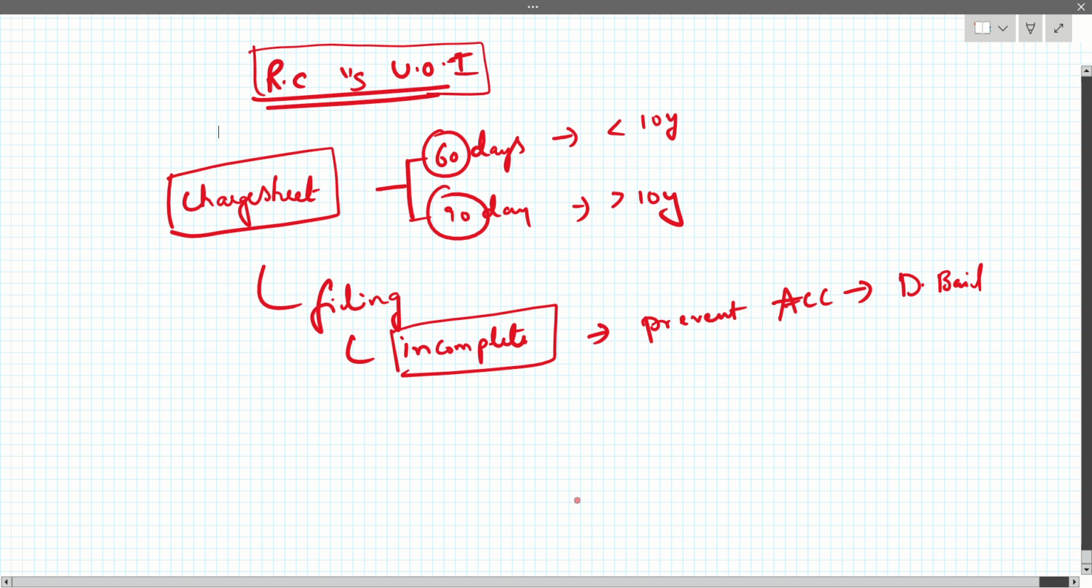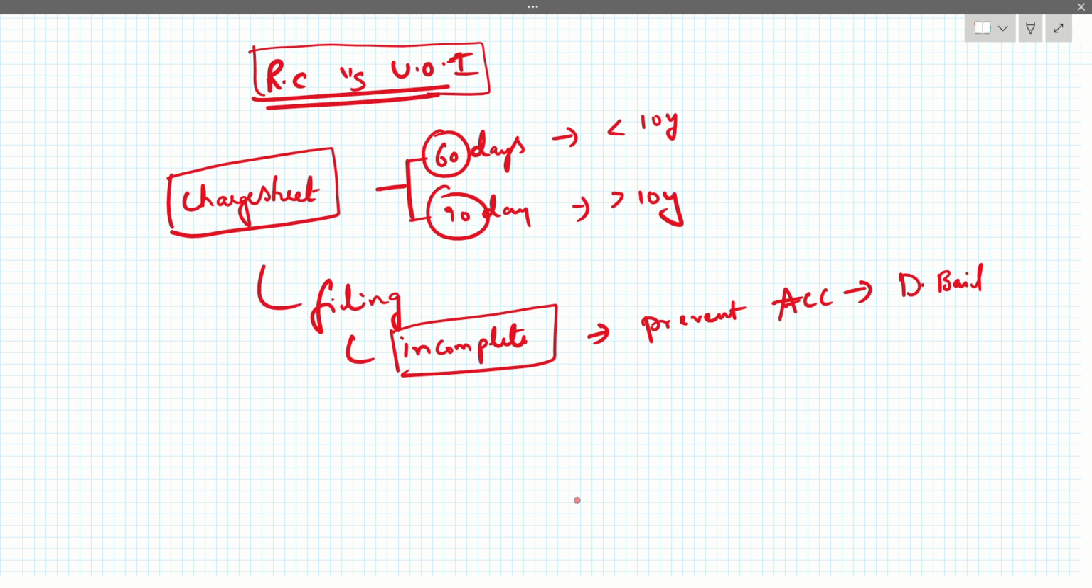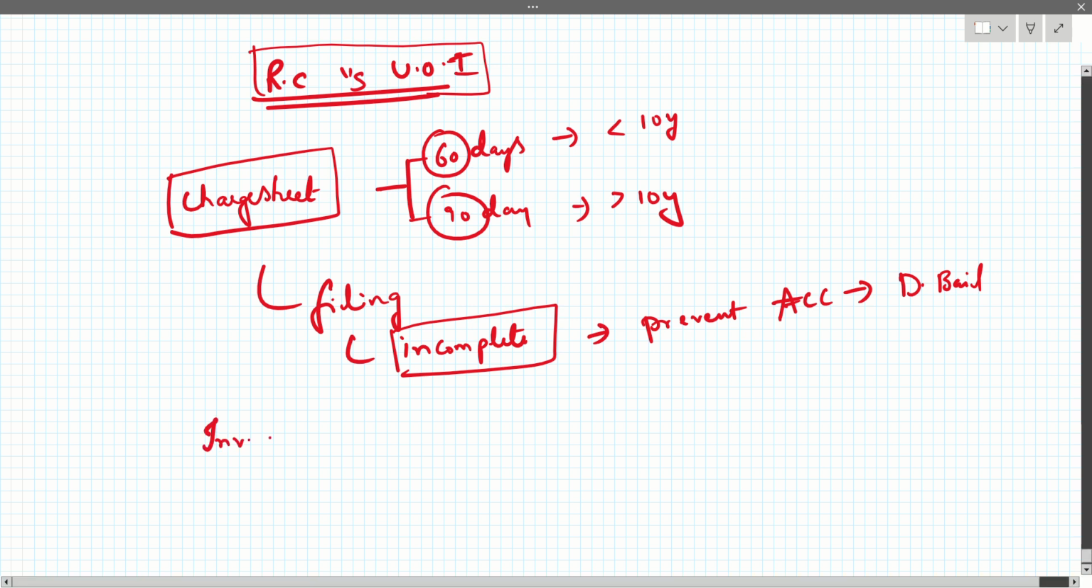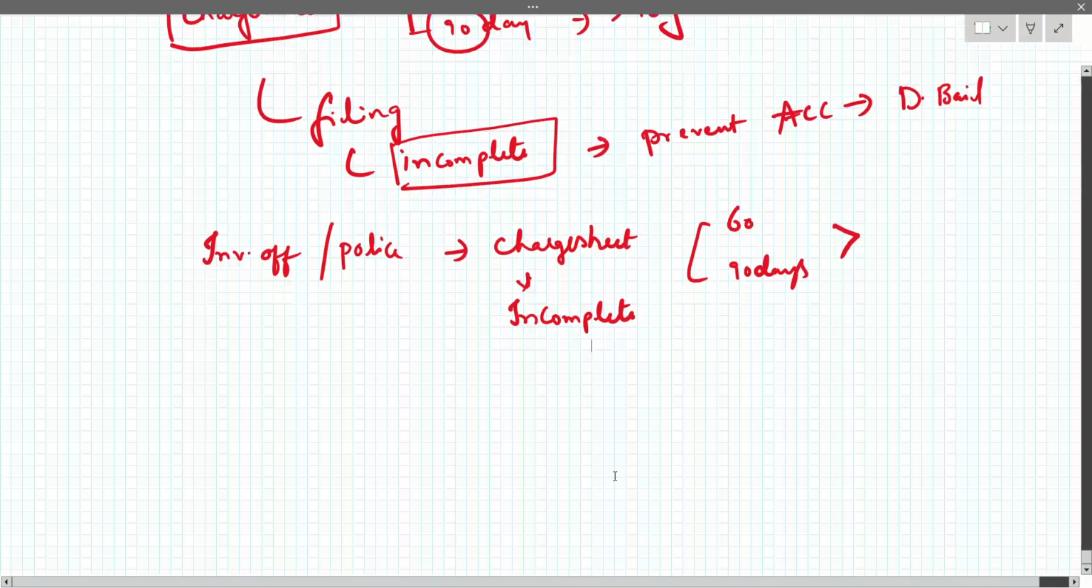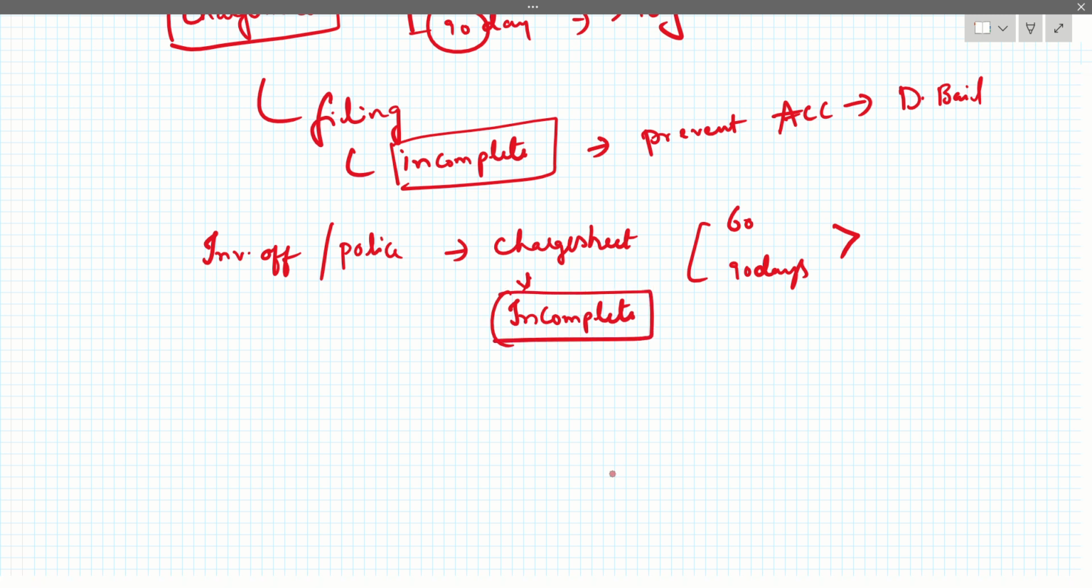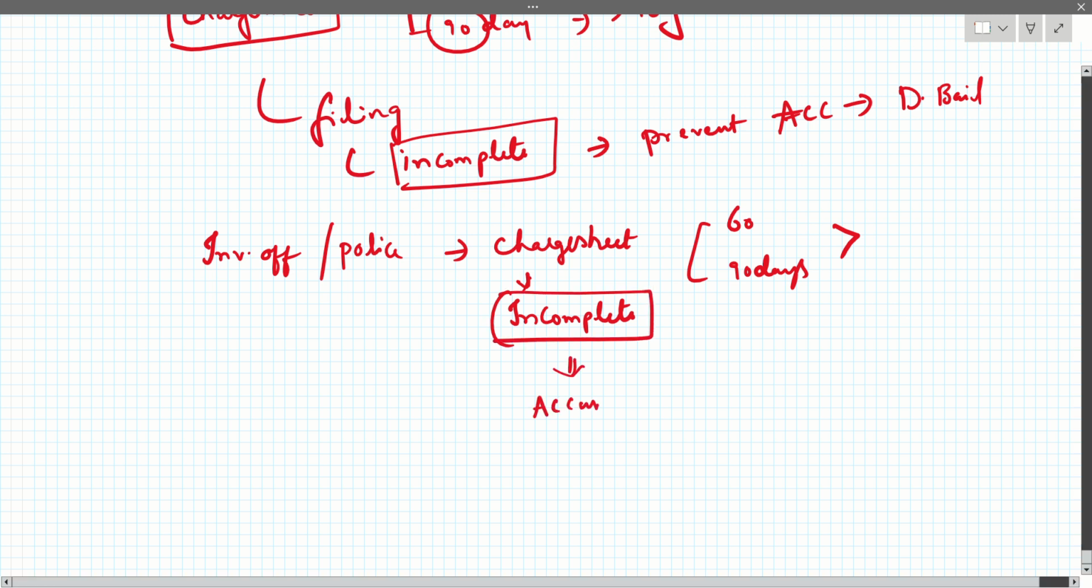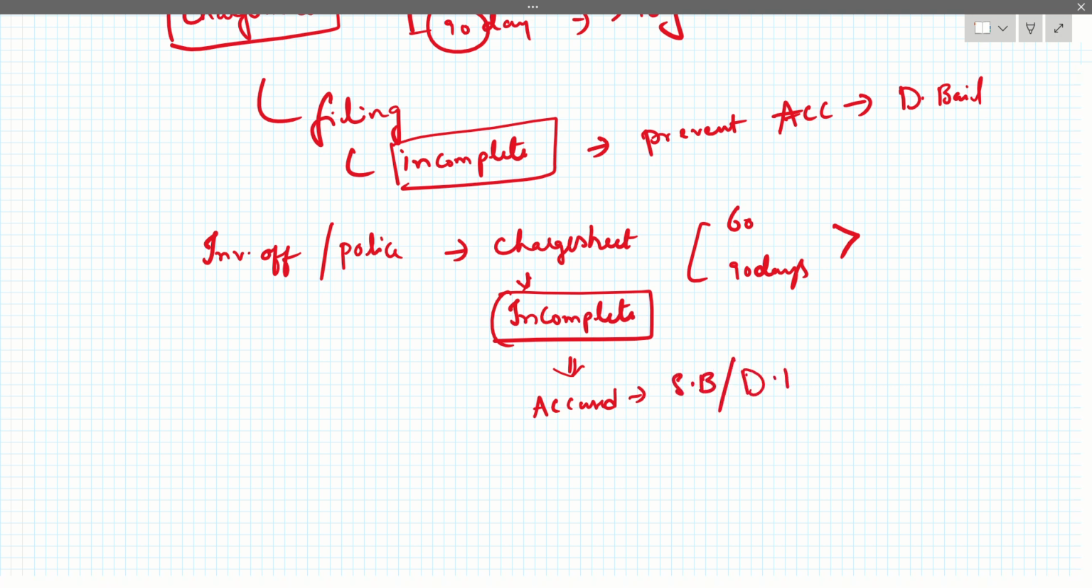In this case, the Supreme Court clearly held that if any investigating officer, that includes a police officer, files a charge sheet within the period that is either 60 days or 90 days, but if this charge sheet is incomplete, then also the accused has every right to take statutory bail or default bail.